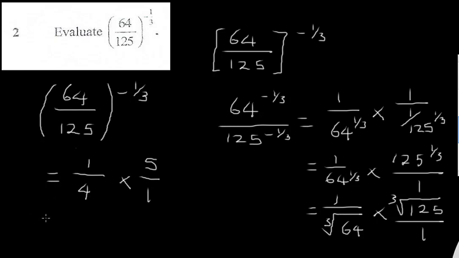And this simplifies to 5 over 4. And if you want to go further, you'd leave this as a mixed fraction in the form of 1 and 1 over 4. So either this or that is correct, and hence we have evaluated this question that we have been given in this paper.